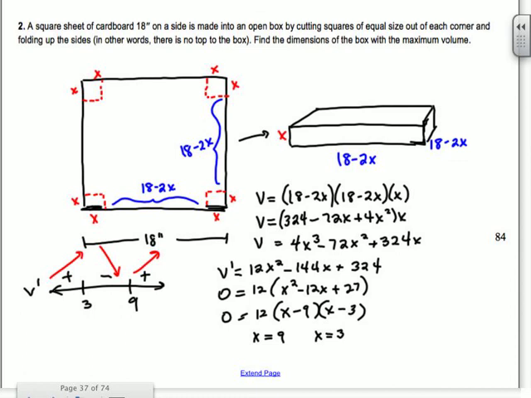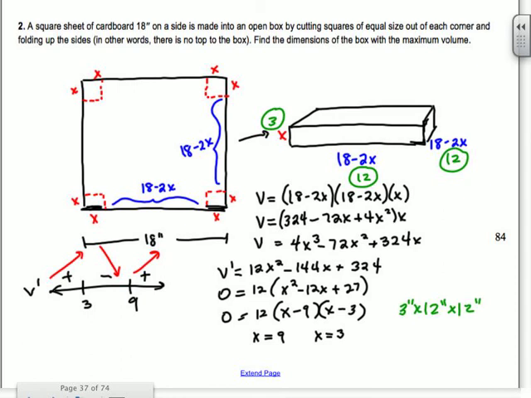So that means that on this problem at 3, that's where I'm getting my maximum volume. If you plug into your original, you'd get 3 for the height. You'd get 18 minus 2 times 3, so 12 for the width, 12 for the length. So your dimensions are 3 inches by 12 inches by 12 inches. I don't care what order you write them in.